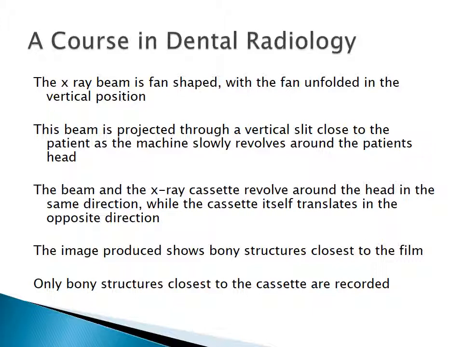Because that beam is fan-shaped, only the bony structures closest to my film are going to be projected onto my film or onto my digital sensor. The bony structures or any of the tissue matter that is closest to the x-ray beam, because of that fan shape, will simply get blurred out.